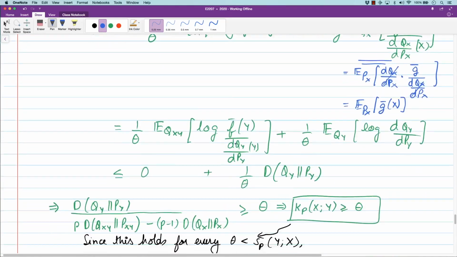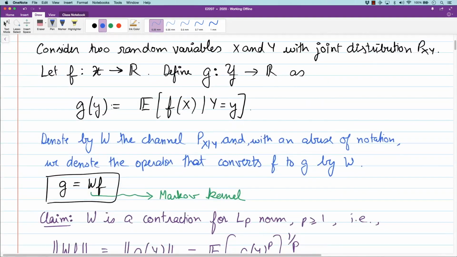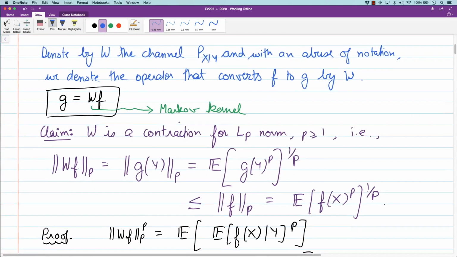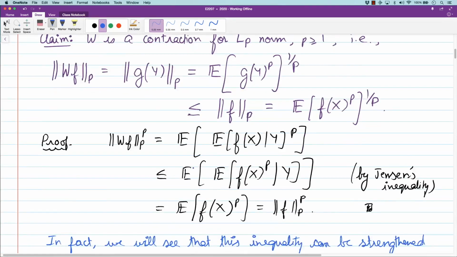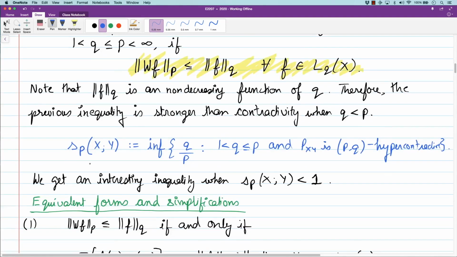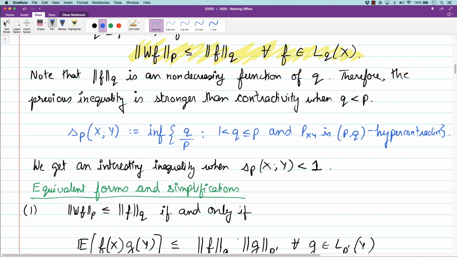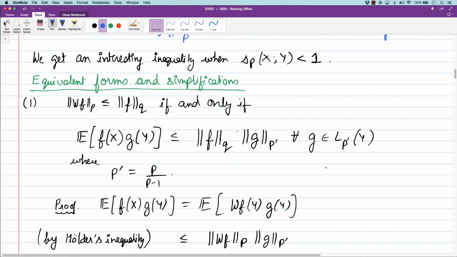So in summary, in this lecture we started studying this Markov kernel, the conditional expectation, and we checked that this Markov kernel is actually a contraction for any Lp norm. Then we defined this notion of hypercontractivity: when can a Markov kernel be more than a contraction? When can this norm on the right side be less than p? And so we defined this quantity SPXY. Rather than finding what this SPXY is for a particular distribution, what we have been doing is trying to understand this question itself by expressing various equivalent forms. We saw that there's an inner product form which strengthens Hölder's inequality.